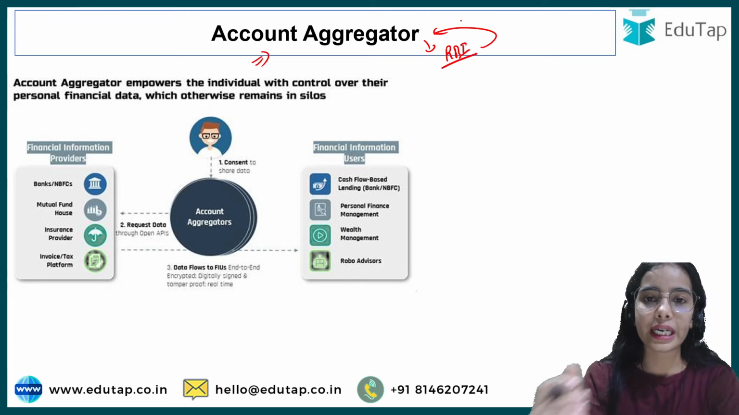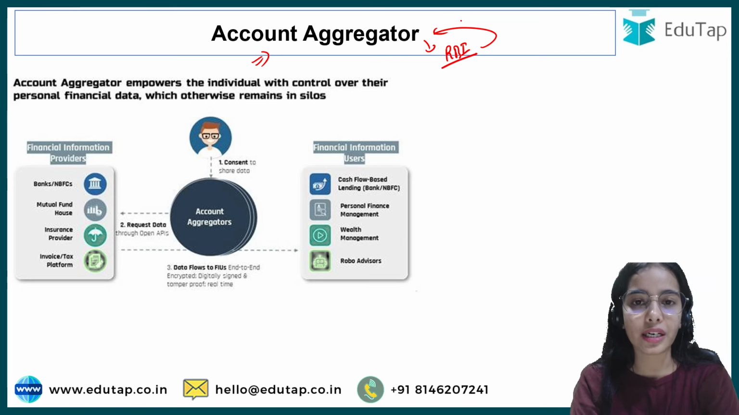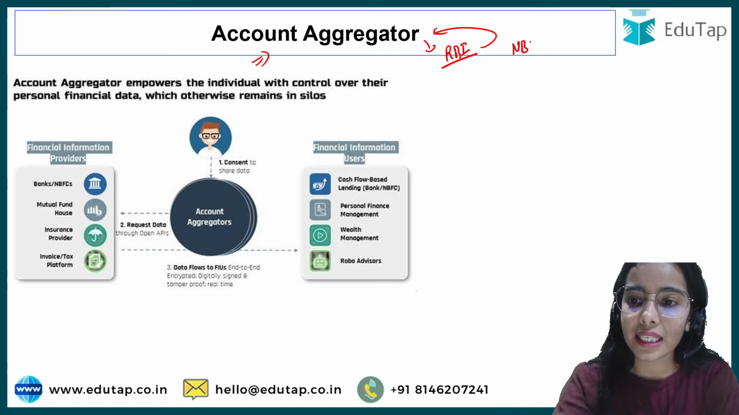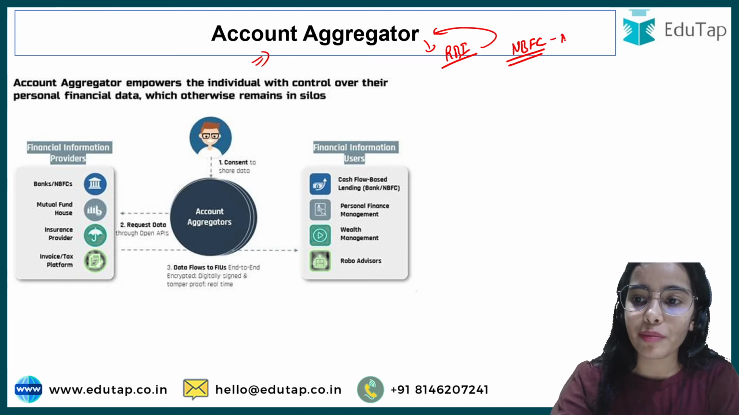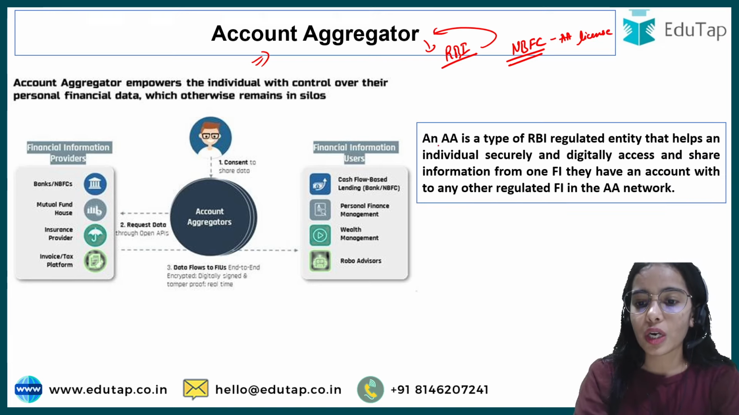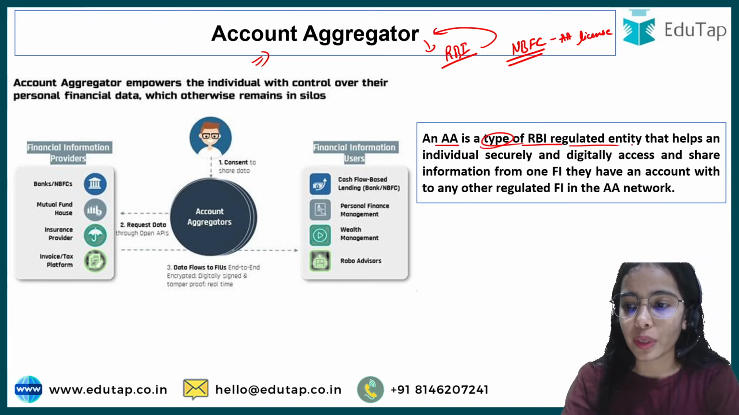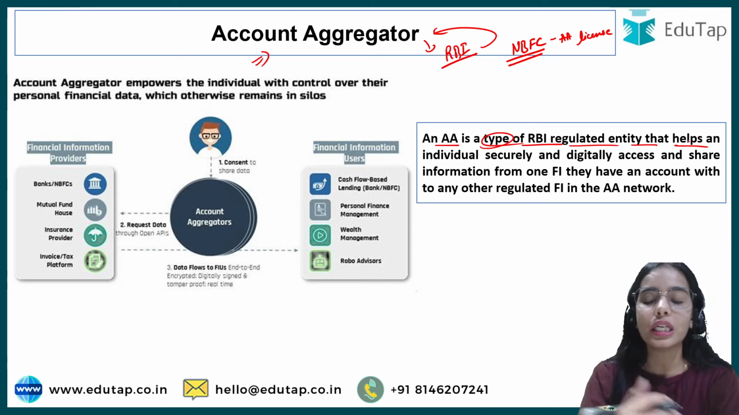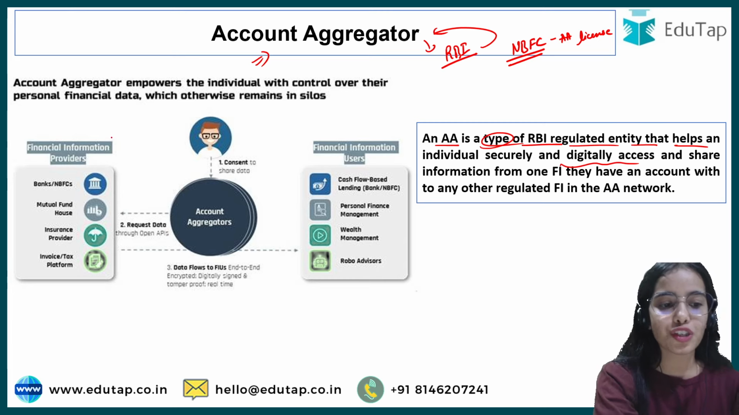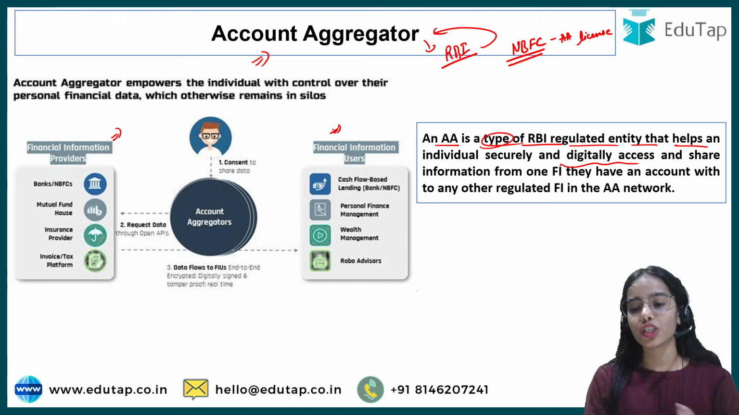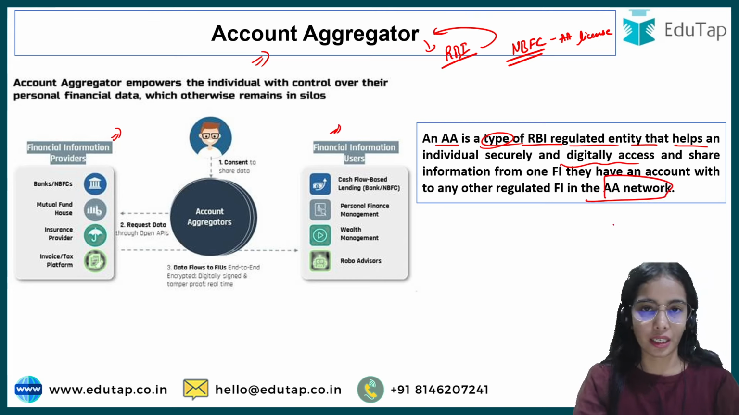This is a regulated entity. Account aggregators are actually regulated entities under the Reserve Bank of India, and they get the NBFC license under the Reserve Bank of India. Okay, so they get the NBFC account aggregator license under the Reserve Bank of India. So an account aggregator is a type of RBI regulated entity that helps an individual securely and digitally access and share information from one financial institution to another financial institution through the account aggregator network.